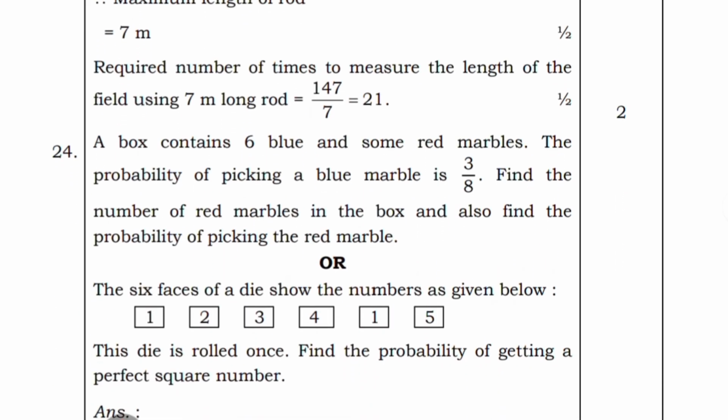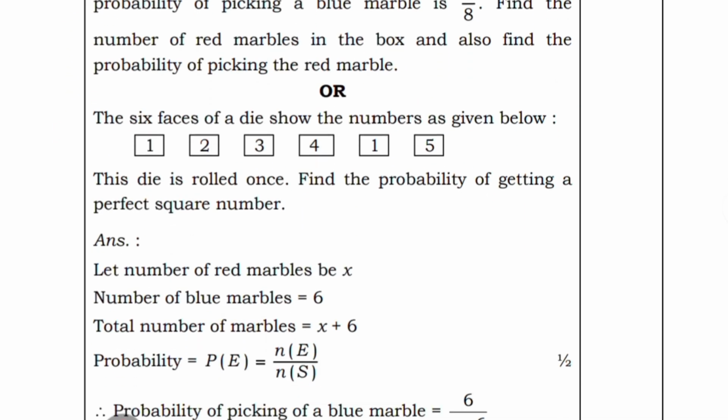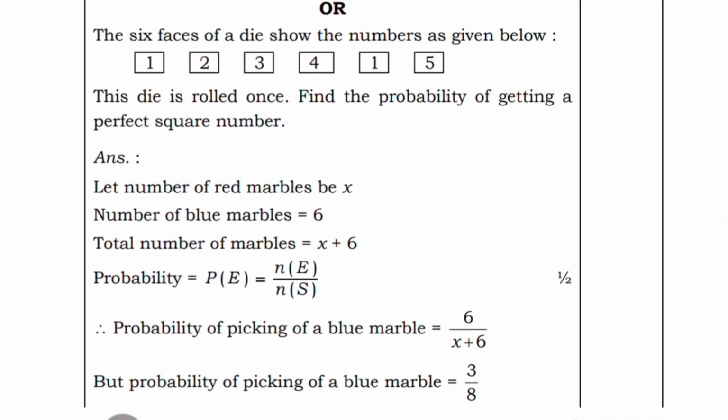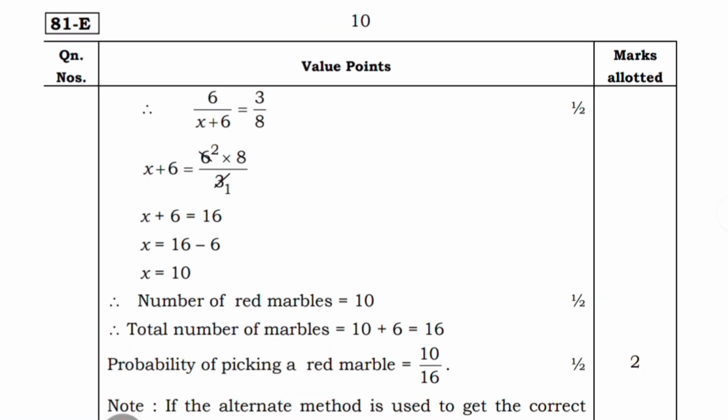This is from probability. A box contains 6 blue and some red marbles. The probability of picking a blue marble is 3 by 8. Find the number of red marbles in the box and also find the probability of picking a red marble. Here is the OR option. The 6 faces of the die show the numbers as given below. This die is rolled once, find the probability of getting a perfect square number. So here, let the number of red marbles be 2, and coming to the OR question, it will start from here.